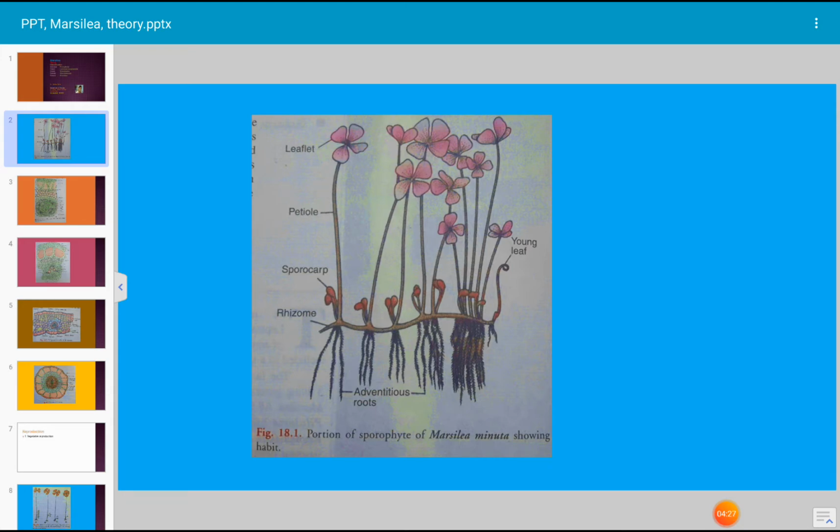Let us see the details of leaves. The leaves are borne alternately along the upper side of the rhizome at nodes. The leaves possess sarcinate venation typical of most ferns. The young parts of the leaves of Marsilea minuta and others are covered with numerous multicellular hairs.